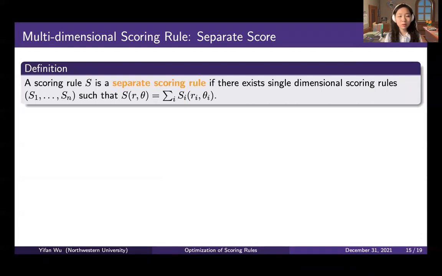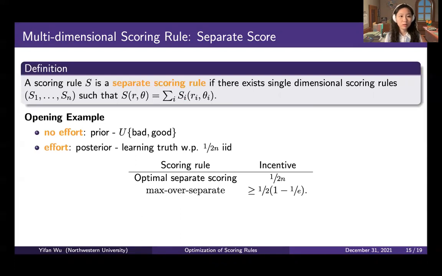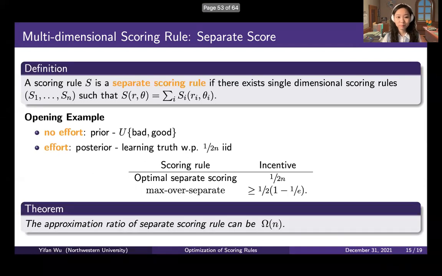Here is the commonly used separate scoring rule. We say a scoring rule S is a separate scoring rule if there are single-dimensional scoring rules S1 to Sn, such that the final score S is given by the sum across the score on each of the dimensions. Recall in our opening example, we have seen that the optimal separate scoring rule can only give an incentive 1 over 2n, which is vanishing to 0. But in this case, our max-over-separate scoring rule can give a constant incentive. This shows us the approximation ratio of the separate scoring rule can be as large as the order of n.